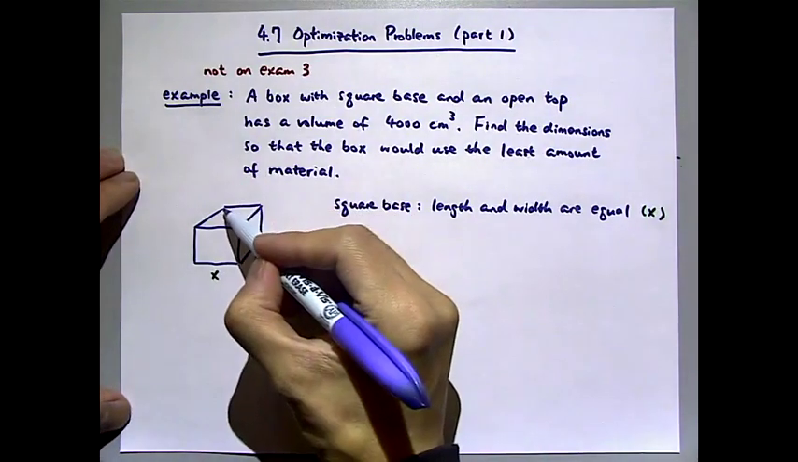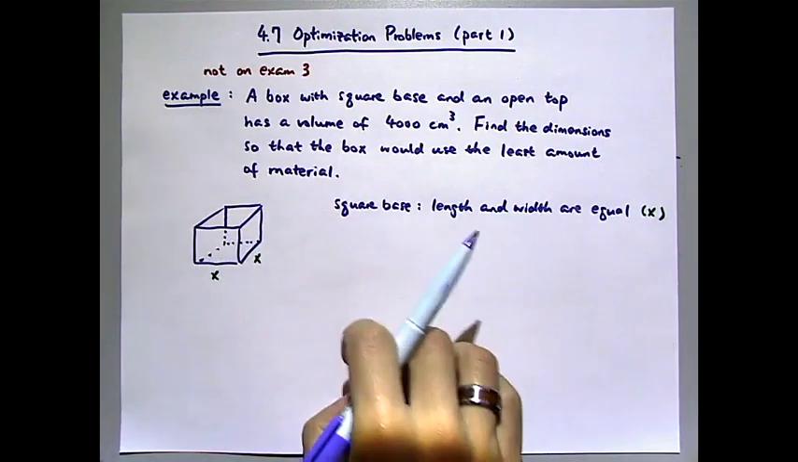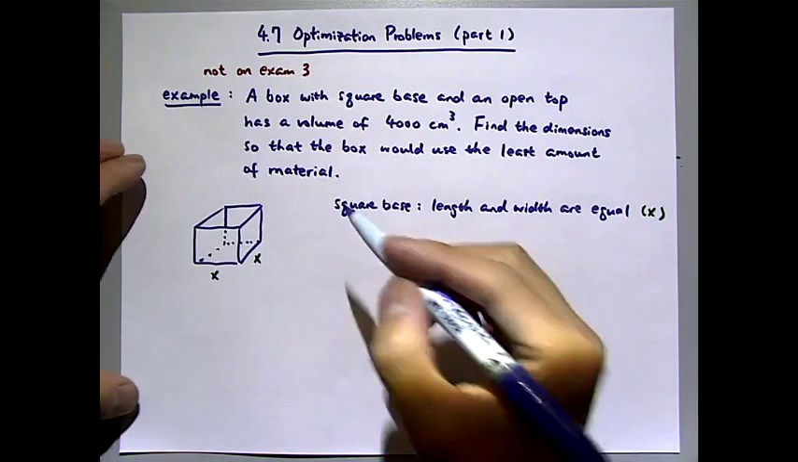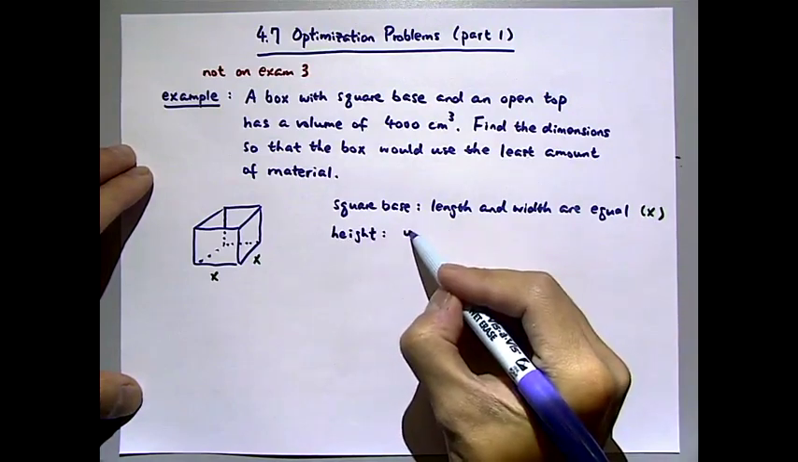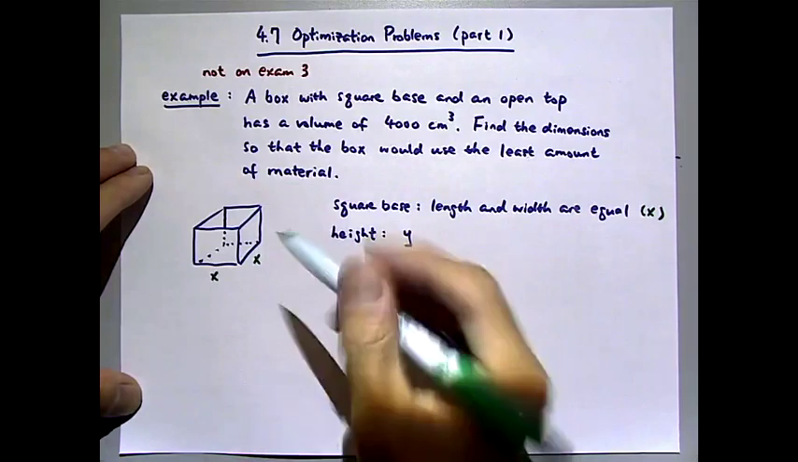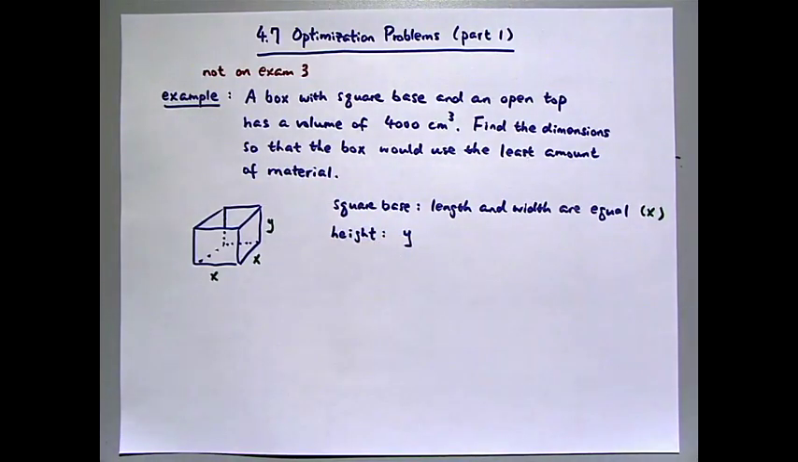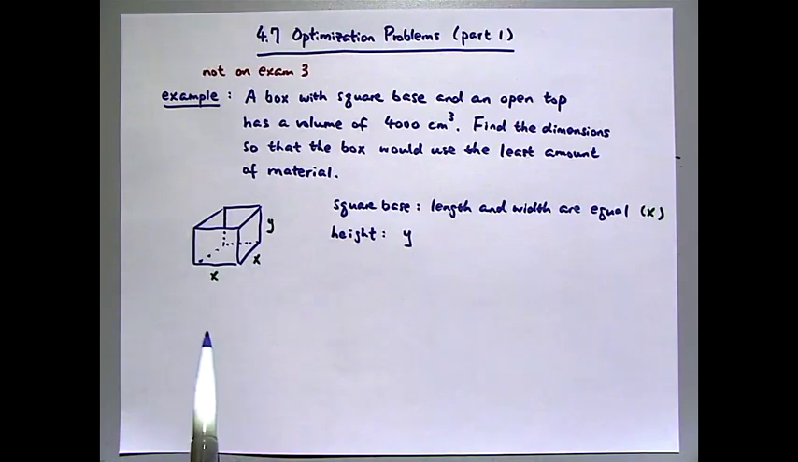This thing has no top, so we can actually look into it. The last dimension we need to know is the height. We also don't know what the height is. Let's call that y. And what we want to find are these two things, x and y, so that it would cost me the least amount of material, the least amount of money to build this box.